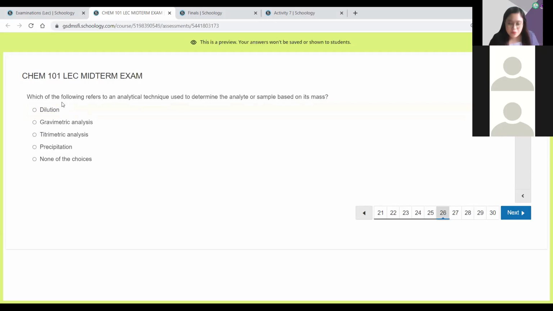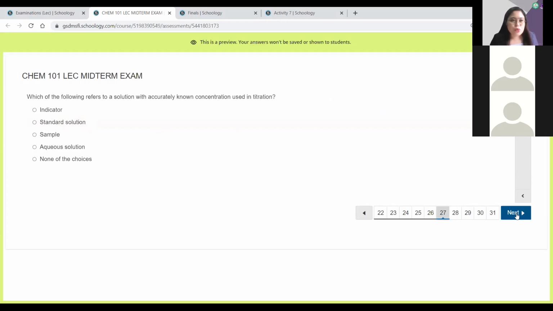Next, which of the following refers to an analytical technique used to determine the analyte or sample based on its mass? So this time the question is on the mass, therefore it's gravimetric analysis.